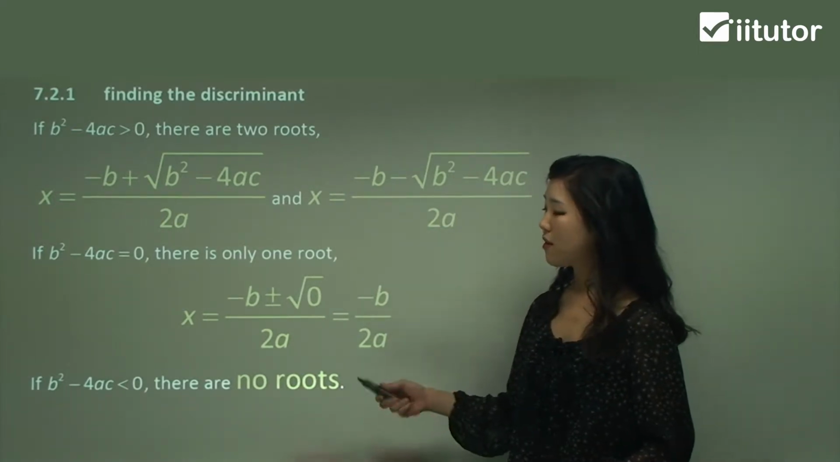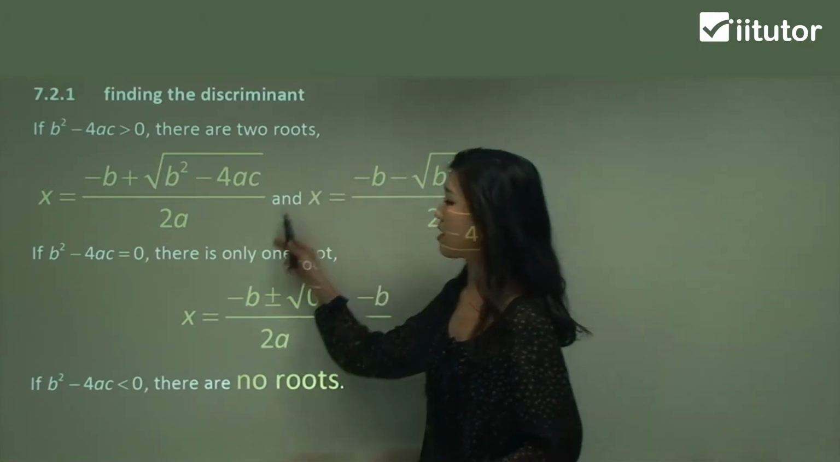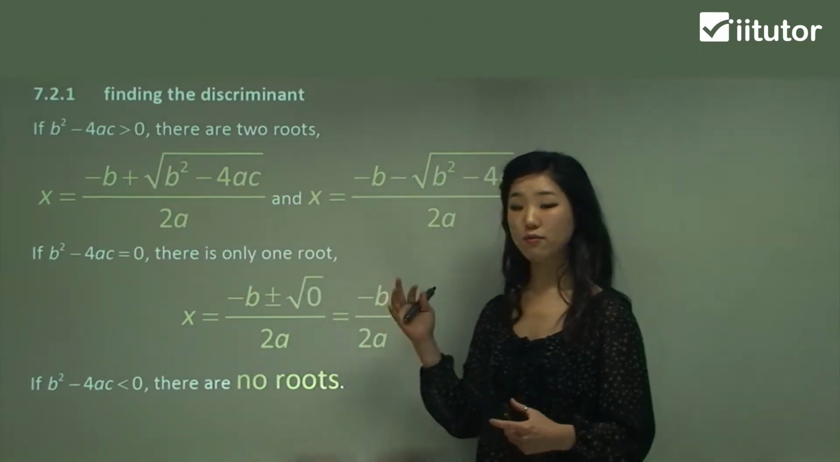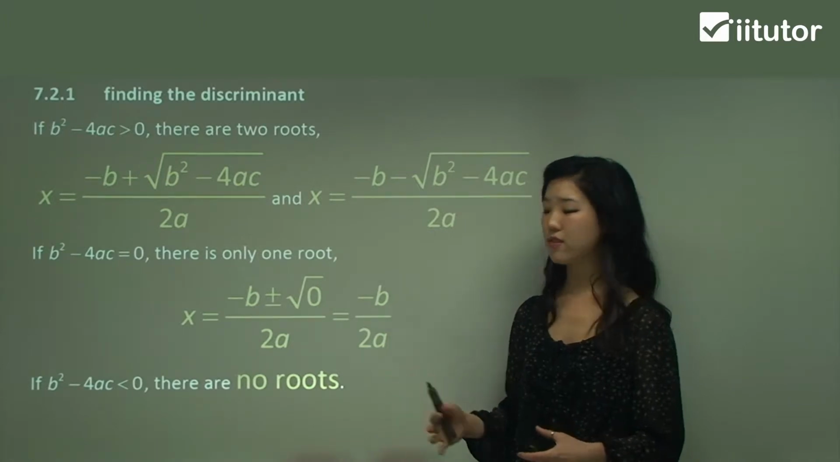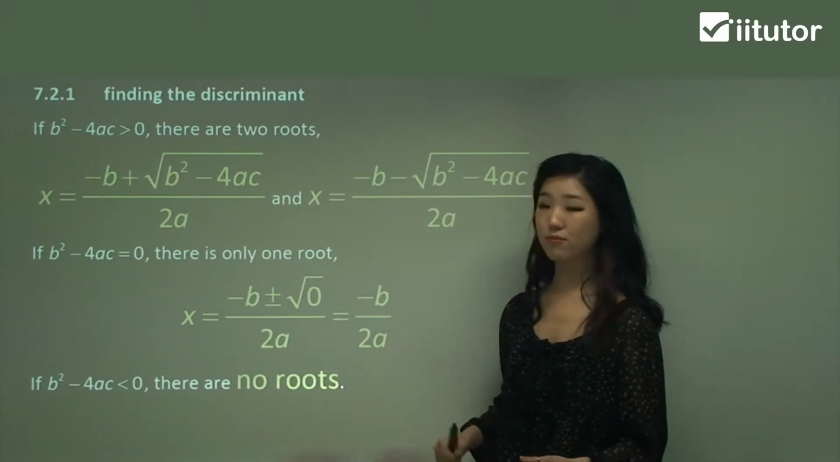So therefore, we cannot square root a negative value. So therefore, this whole quadratic formula will not have a value. Okay, so therefore it will have no roots.